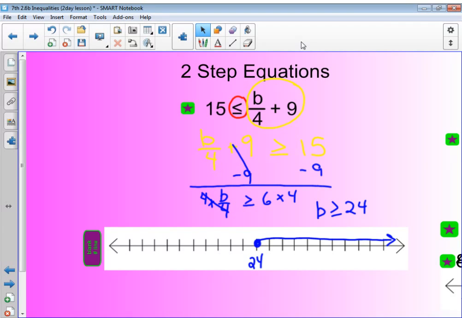You should have gotten B is greater than or equal to 24. So you should have had a filled in circle on 24 with your arrow going to the right. That's it for this lesson. Just remember you're combining lesson 2.6, those two-step equations, along with working inequalities. Good luck with this one.